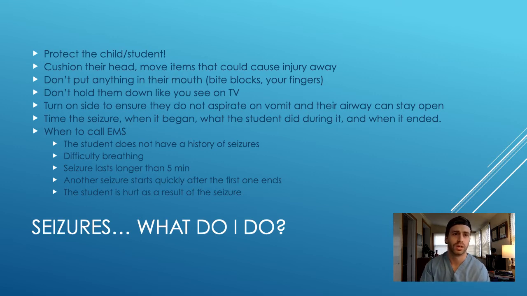And then you want to turn them on their side if possible, because they could vomit, and you don't want them to aspirate. So you don't want the vomit going down into their airway and their lungs. So turning them on their side, letting them vomit to the side is your best bet. Obviously, call for help, and then you want to time the seizure. In all that, you're helping the child, you're turning them, you're trying not to freak out yourself, and then you want to take a quick look at the clock, see how long the seizure lasts, and kind of keep an eye on the seizure.